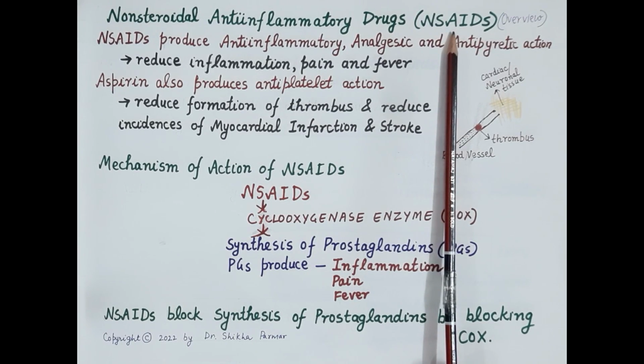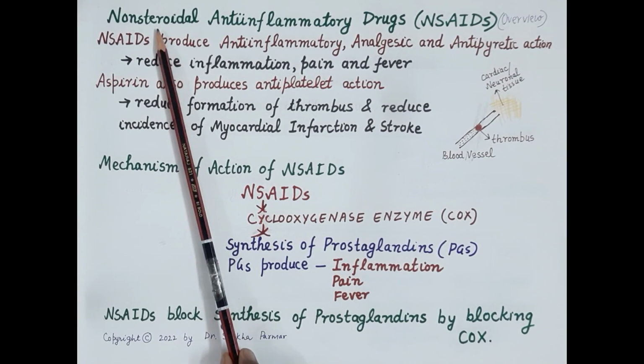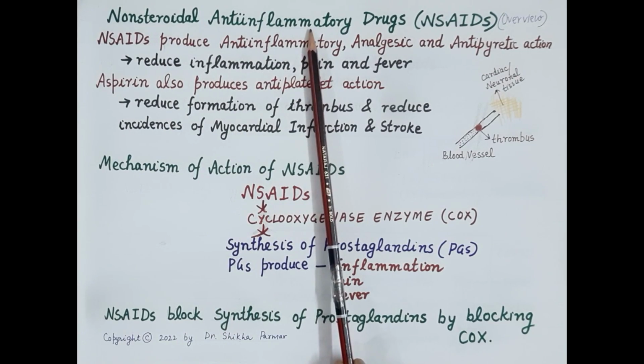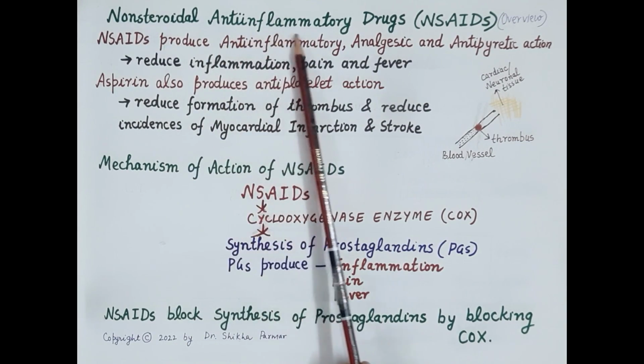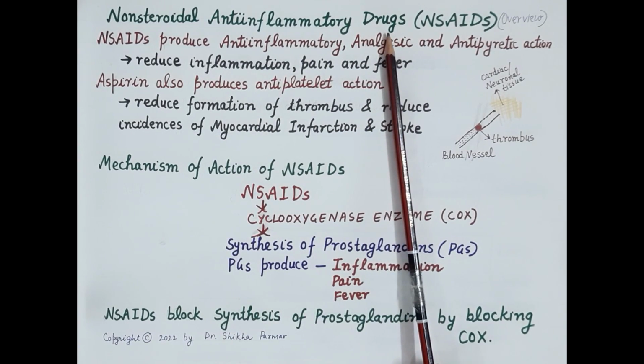Now NSAIDs are one of the most widely used drugs. A very well-known example is aspirin. As the name suggests, non-steroidal means these drugs are not steroidal drugs. They are in no way similar to steroids, for example prednisolone. No steroid ring is present in their chemical structure. These drugs are anti-inflammatory. They reduce inflammation, that is, they reduce swelling and edema. So these drugs are termed non-steroidal anti-inflammatory drugs.